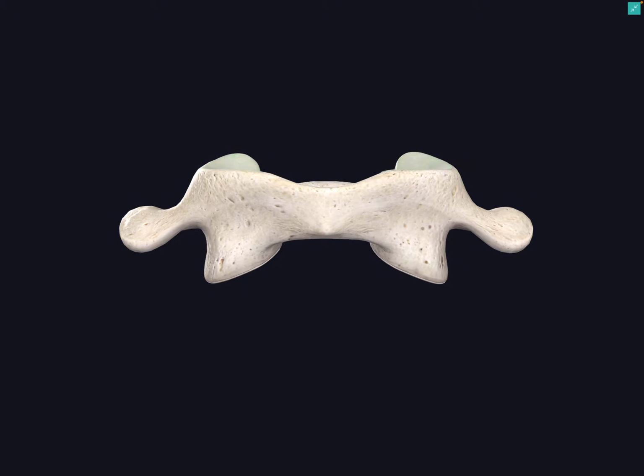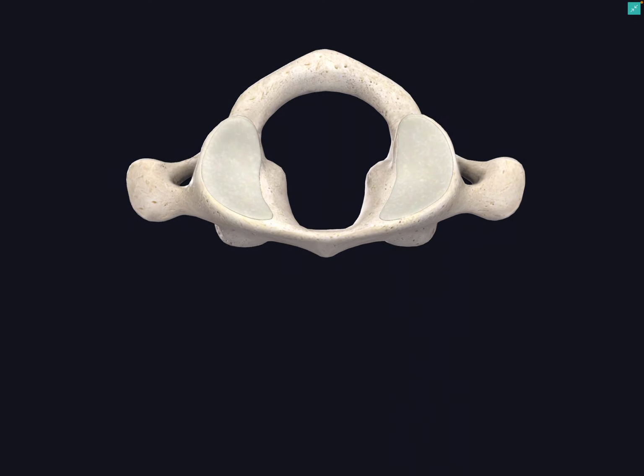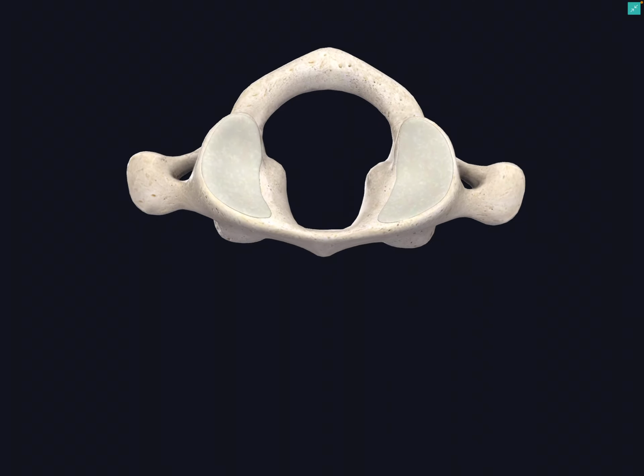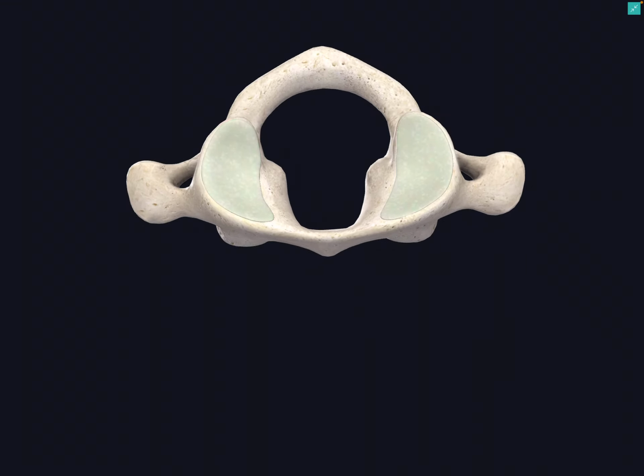If we look at its superior view, so we're looking down on C1, we can see that it has two lateral masses, two chunks of bone. You can see in green the articular facets that those lateral masses carry. And the lateral masses are joined anteriorly by a short anterior arch and posteriorly by a longer posterior arch.